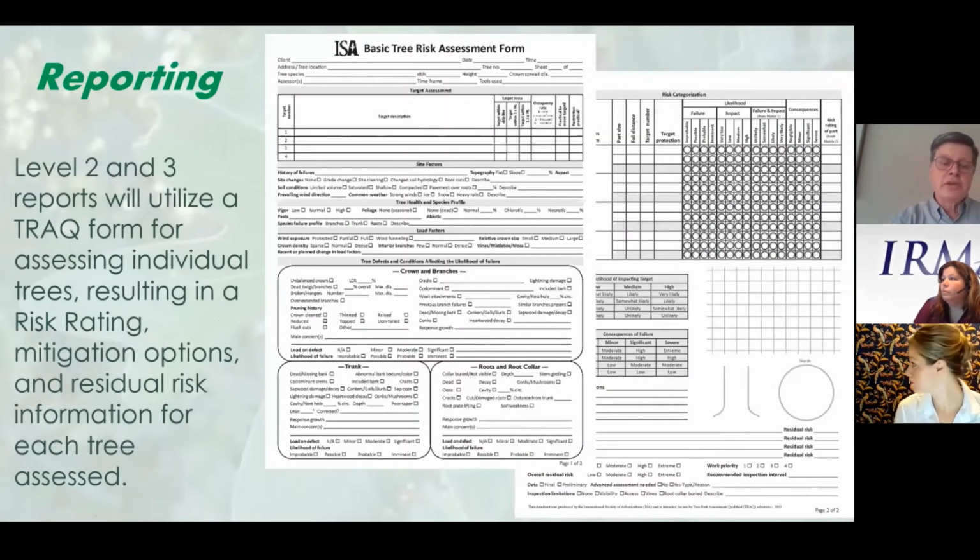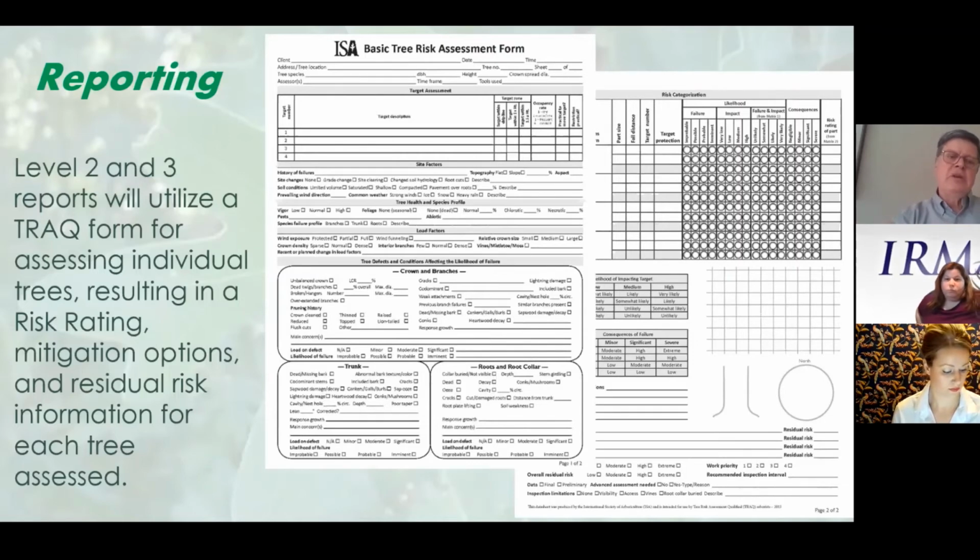Now, level 2 and level 3 assessments, remember, these are on individual trees. So there's an ISA TRAQ form that's used for individual trees, and the arborist goes through this form utilizing the tools and techniques, depending on whether it's a level 2 or level 3 assessment. And then they come up with a risk rating at the end of it. And from that risk rating, they're also producing mitigation options, and you also get residual risk information from those options. Now, what does residual risk mean?